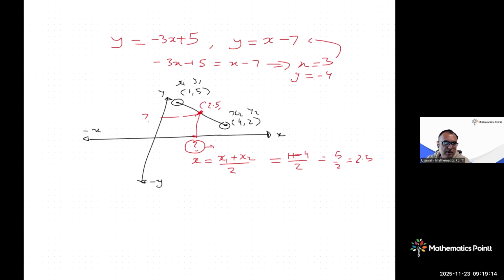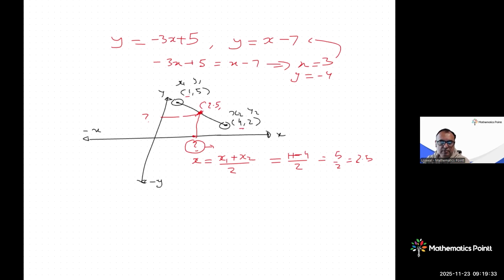It is very simple, Aradhana. If you have 2 points given to you, hear me out. If you have 2 points, just pick up the x values. In this scenario, the x value for the first point was 1 and the other one was 4. Just add them and divide by 2. You're just trying to find the middle.